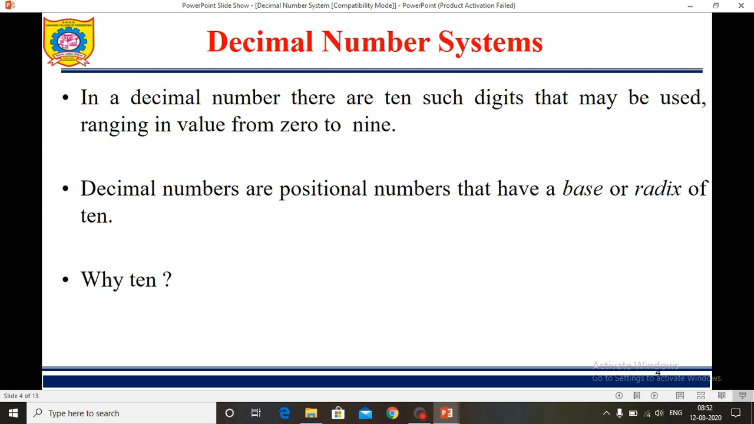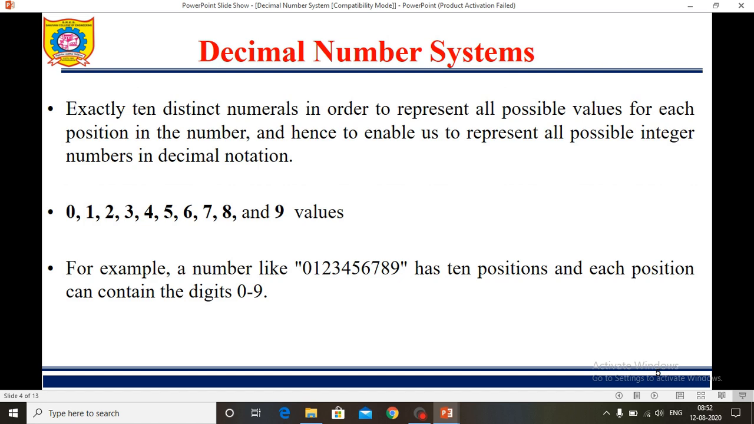Now a very big question is: why 10? Why does it have the base of 10? The name itself represents it, because decem is a Latin word for 10. That is the reason it has the base of 10. Now we are going to see one short example, based on which you will understand how it actually works.